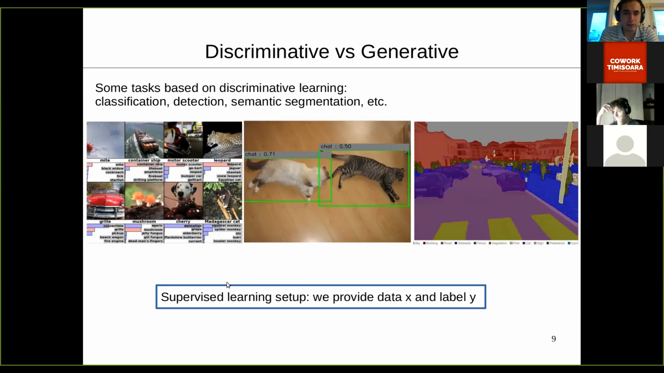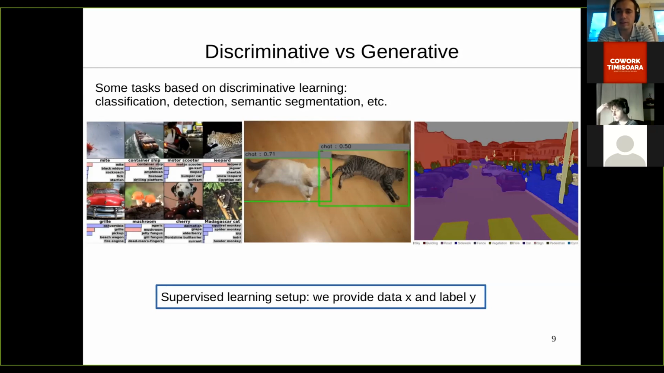So as you can see here, I gave a few examples. Discriminative models, what do they do? They are good, for example, for classifying images. Does this image contain a cat or a dog or a bicycle, etc.? Or they're good to detect objects in images, or we can do semantic or instance segmentation, as in the last image here. But all of these types of learning are in the supervised setting.